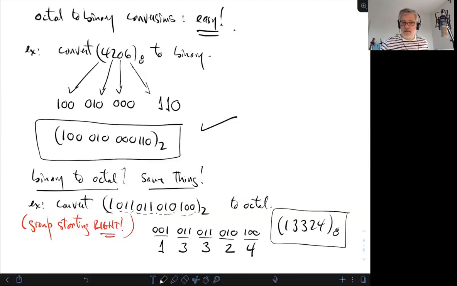Okay, so octal to binary, binary to octal, super straightforward. It's just 3 bits at a time, okay? All right, so now let's take a look at arithmetic in octal.